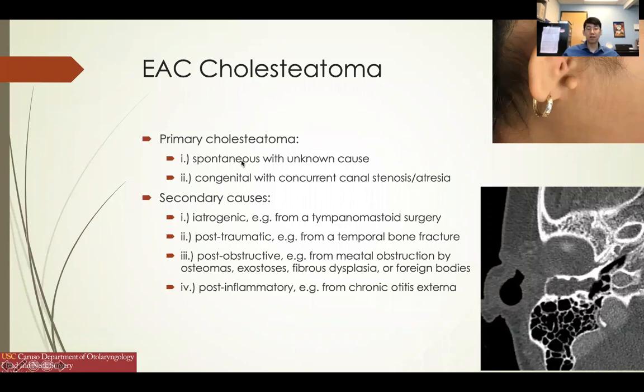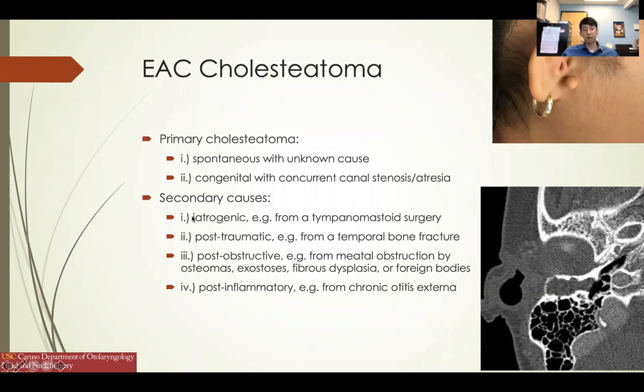So primary, it can be spontaneous, it can be congenital, like in this patient who has a microtia plus a canal atresia and trapped epidermis. That's really eroding into the bone here. She required an endaural approach to an atresioplasty and removal of this.